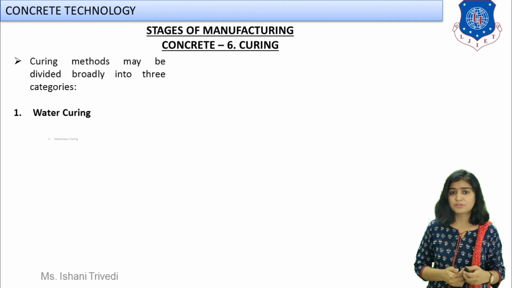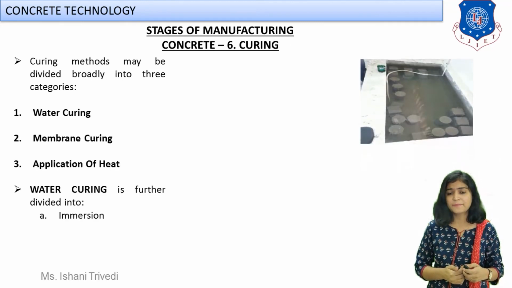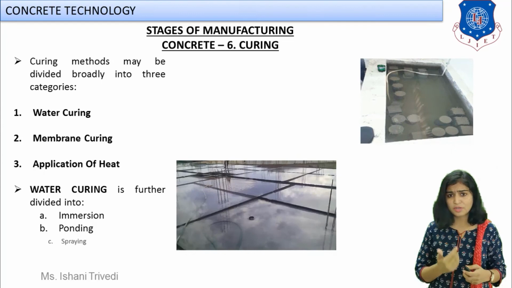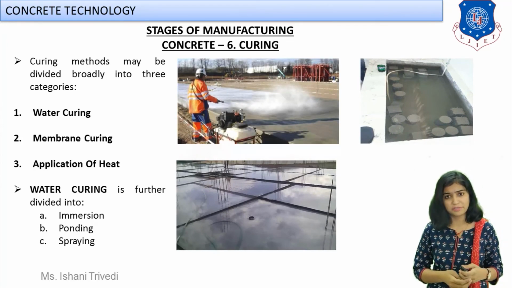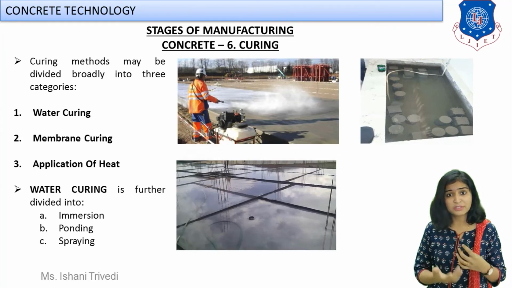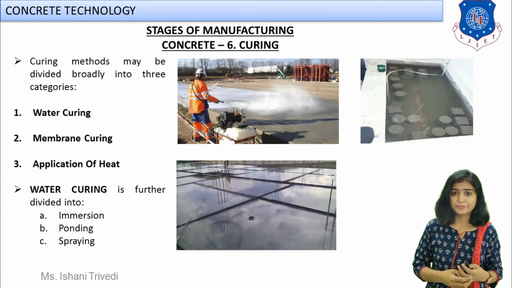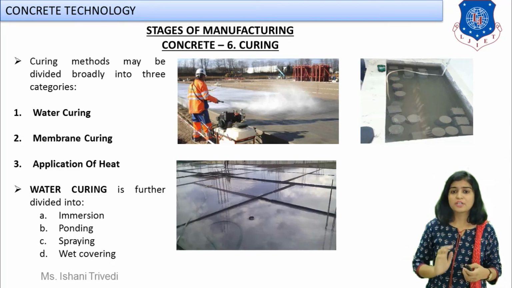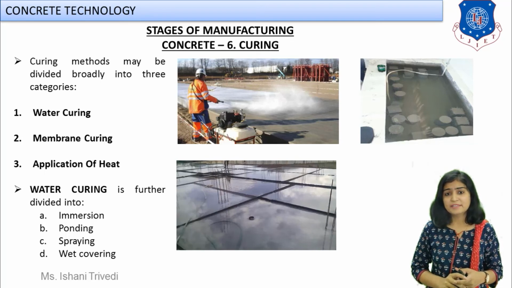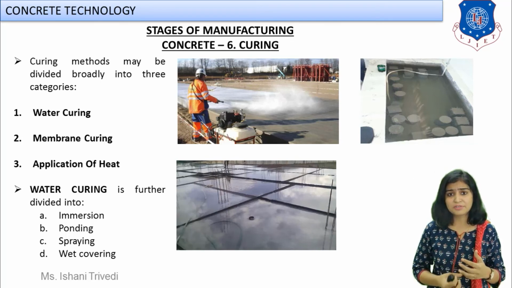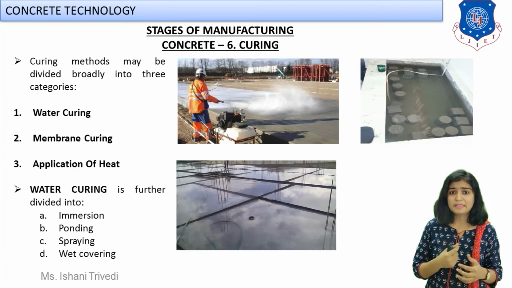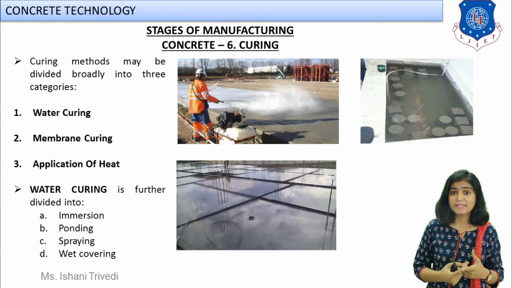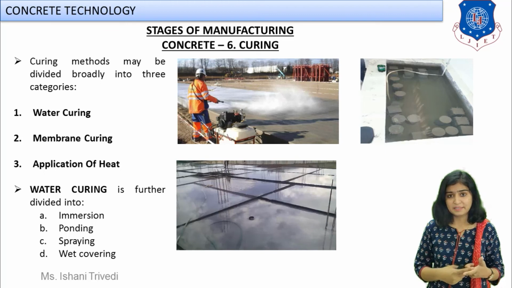Next I am going to talk with you about water curing. Water curing is the most common type of curing which is used all around the world, but there are also methods further within water curing. What do we have? We have immersion, ponding, spraying, and wet covering. If I talk about the first, wet coverings, it means the finished, hardened surface of concrete will be covered with jute bags, with cotton mats. You can also cover it with sand and apply water to it, hence it becomes your wet covering.